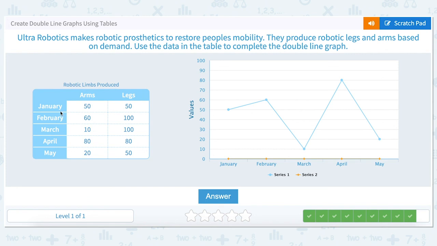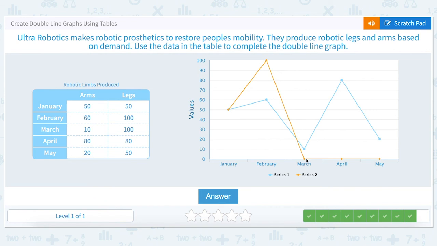In January, we travel across and we see that 50 prosthetic legs were produced. Let's go to January on the x-axis, travel up the y-axis until we reach 50, and plot a point. In February, 100 prosthetic legs were produced. We're going to go to February and travel all the way up until we reach 100 on the y-axis and plot a point. In March, again, 100 prosthetic legs were produced.